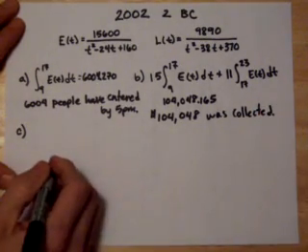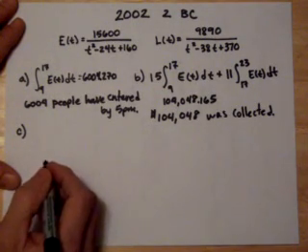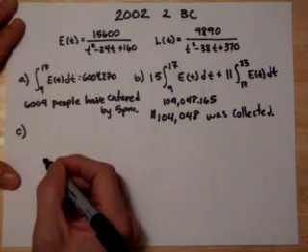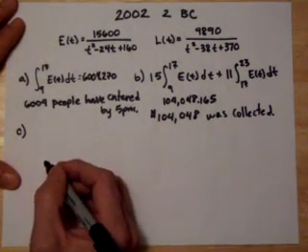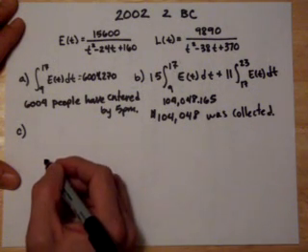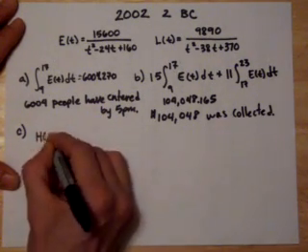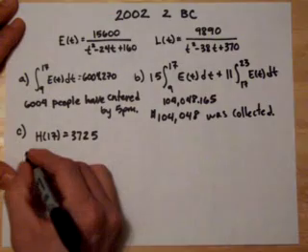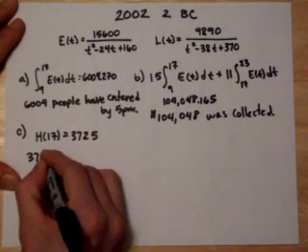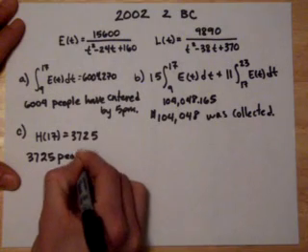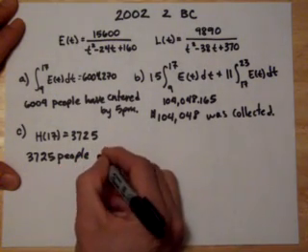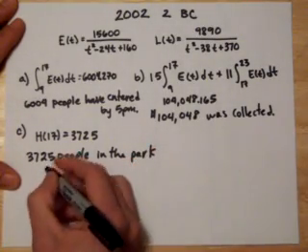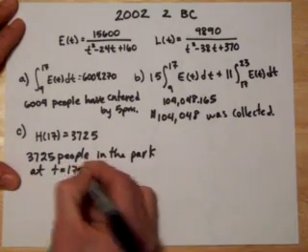C tells you a function H, and it's the integral from 9 to t of E of x minus L of x, so subtracting the leaving people rate from the entering people rate. And it also tells you that H of 17 is equal to 3,725. The meaning of that is that there are 3,725 people in the amusement park at t equals 17.